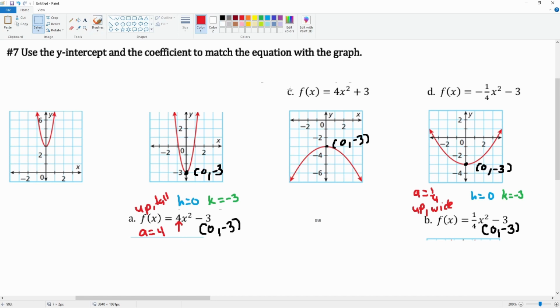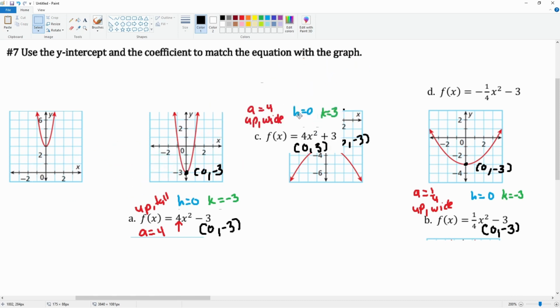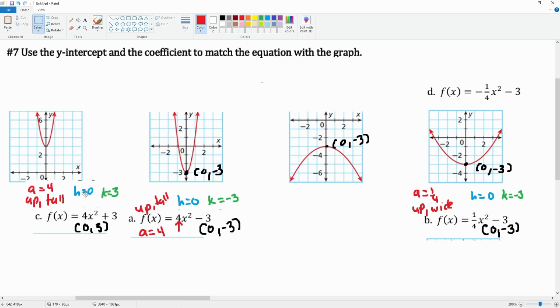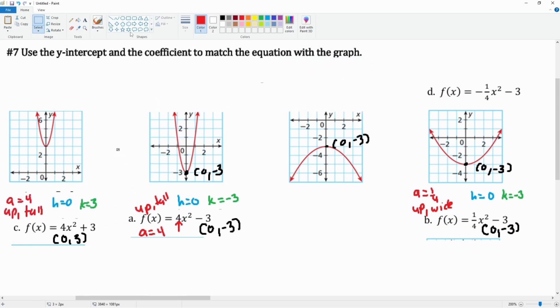Next, let's take a look. This is a. a equals 4. This is up and tall because a is bigger than 1. h is equal to 0, k is equal to 3. So the vertex is the point (0, 3). Which one is that one? It's bigger than 1, so it is up and tall. That one is, let's see, the first one, that is up and tall.